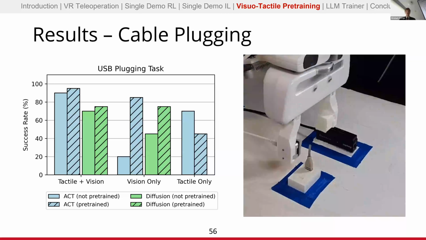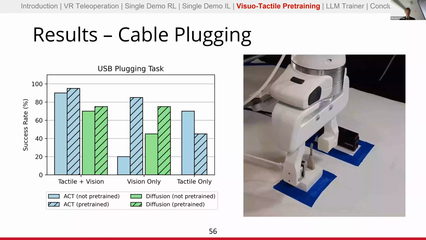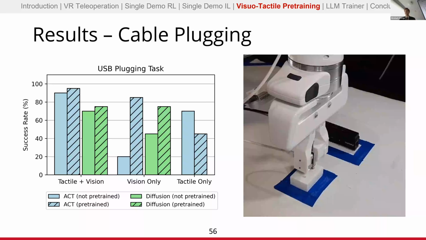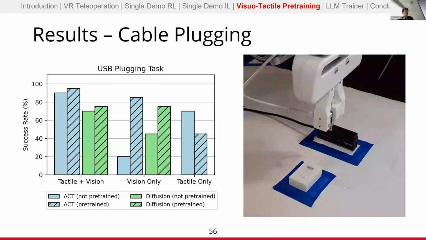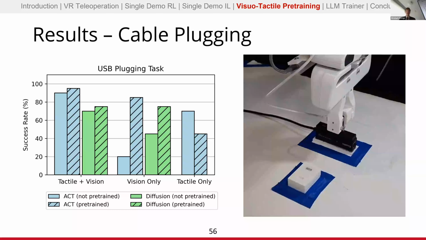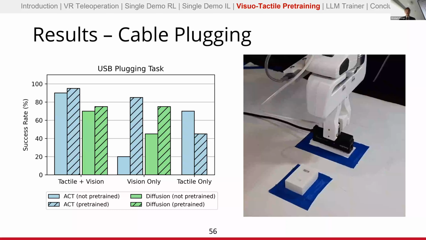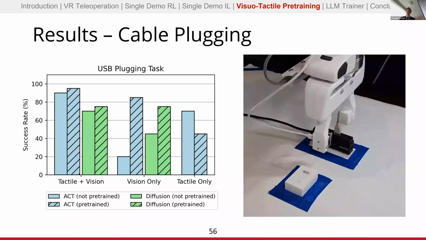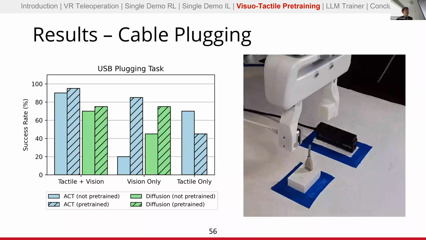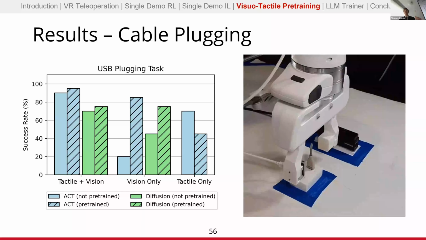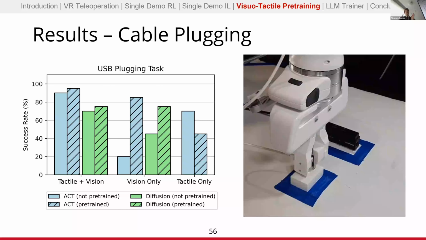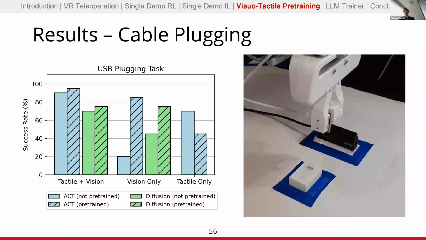Here are our results for our cable plugging task. Here we can see that pre-training did improve the visual tactile agent, going from a 90% success rate to a 95% success rate for the ACT policy. However, more interestingly, visual tactile pre-training significantly improved the vision-only agent, going from 20% to 85% success rate, making it perform roughly on par with the visual tactile agent, even though we don't use any tactile information at inference.